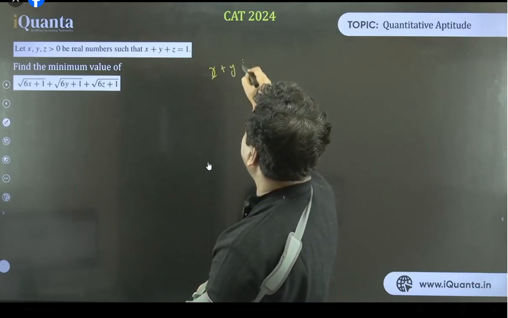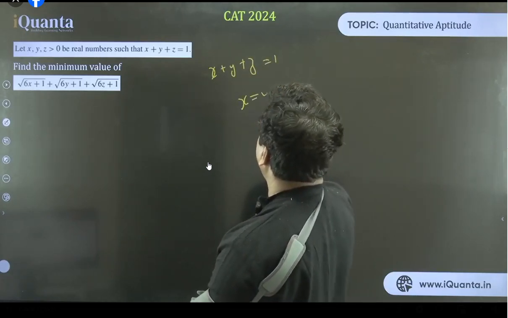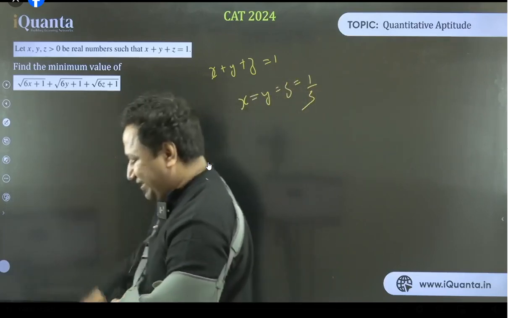Riya, so x plus y plus z, let them be this, is equal to 1. So basically if I equate them, 1/3 each, of course I'll get the minimum value, put it there and get the answer.